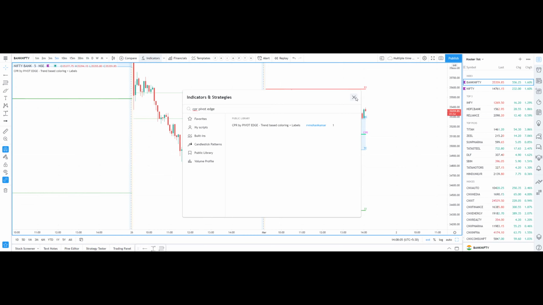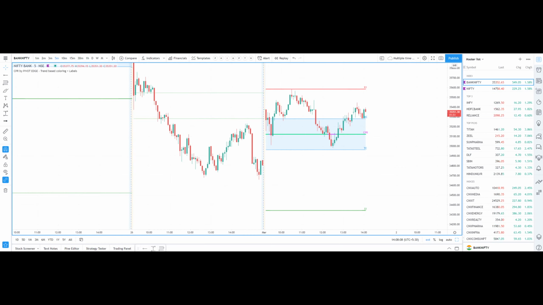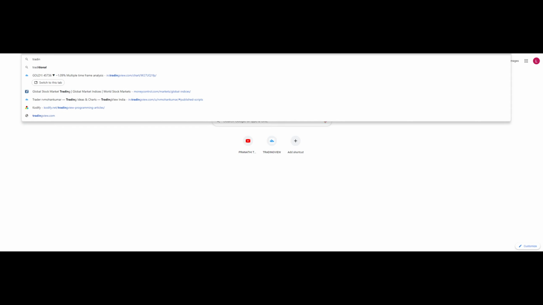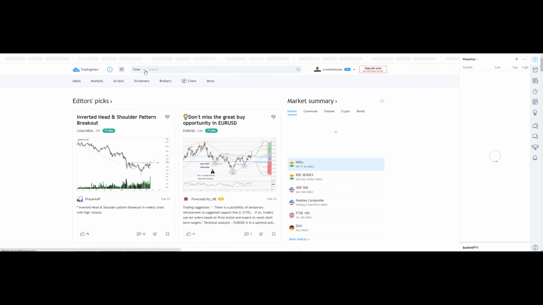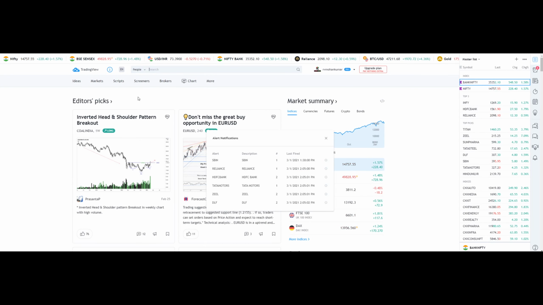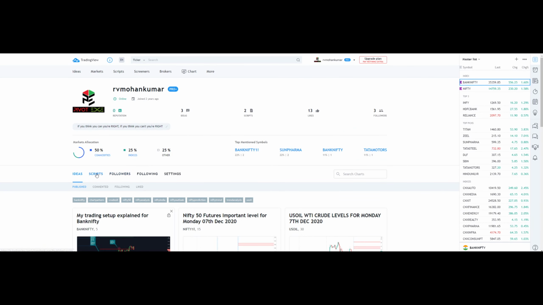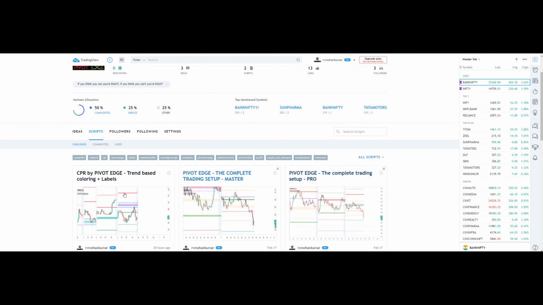There is one more method of adding this indicator, that is you can go to the TradingView website, and there you can search. You go to the section, and here you can search for profile RV Mohan Kumar. That is my user profile there. If you go to that user profile, here you will get scripts. In these scripts you will get many of the indicators that I have published. In that you select CPR by Pivot Edge.